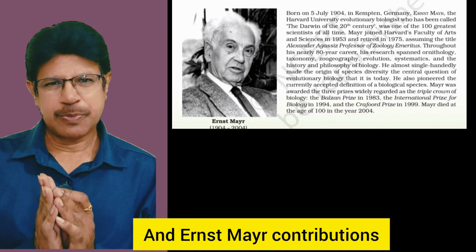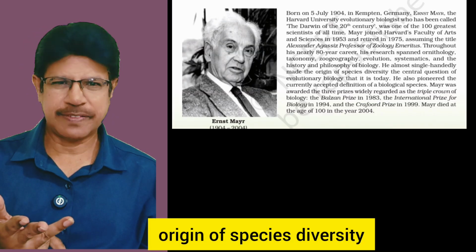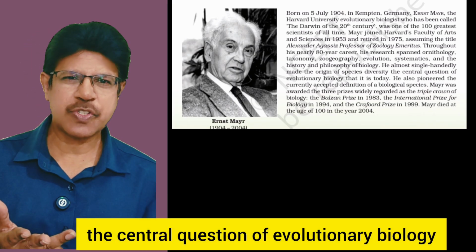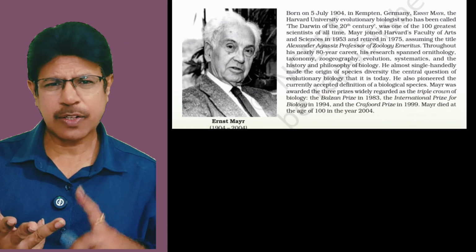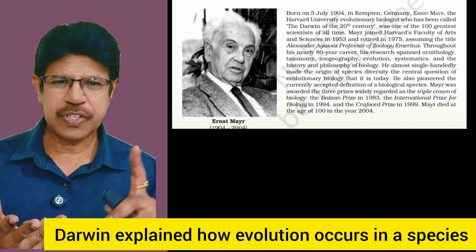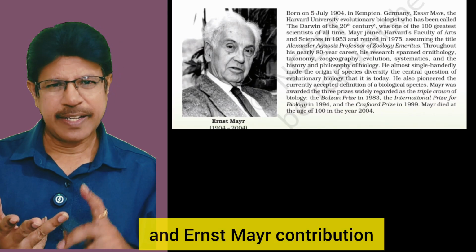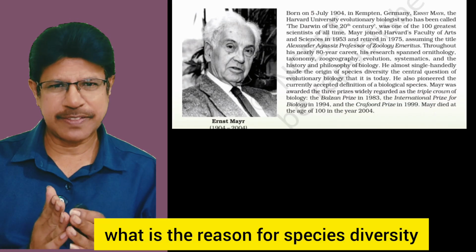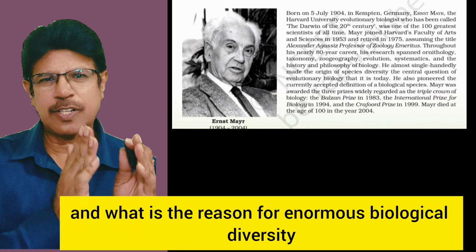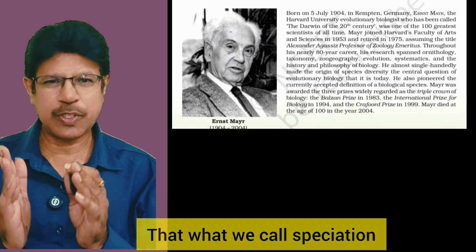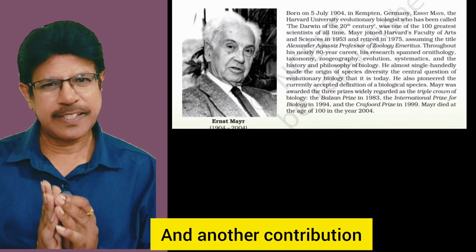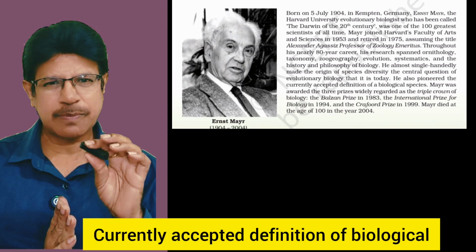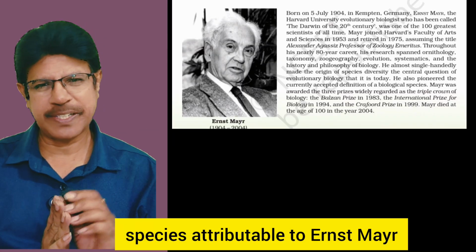Ernest Mayr's contribution was the origin of species diversity, the central question of evolutionary biology. Darwin explained how evolution occurs in a species, and Ernest Mayr's contribution was what is the reason for species diversity and for enormous biological diversity, that is what they call speciation. Another contribution is the definition of biological species. The currently accepted definition of biological species is attributable to Ernest Mayr.